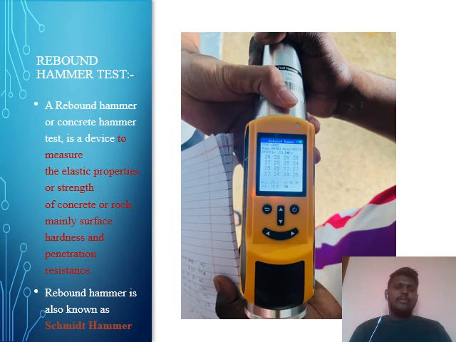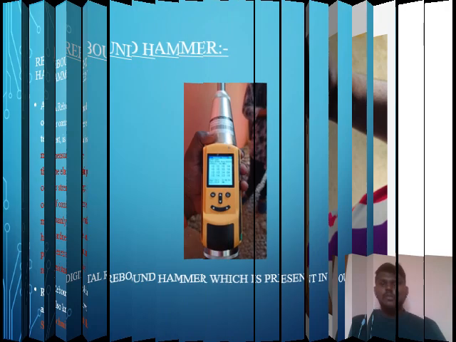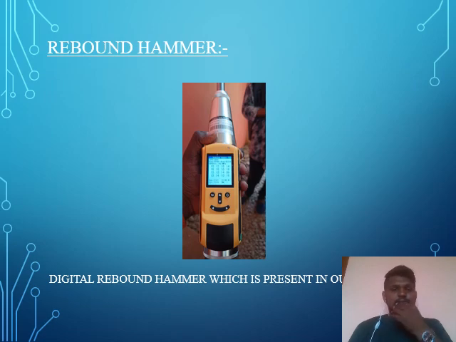The rebound hammer test is also a type of non-destructive test. A rebound hammer, or concrete hammer, is a device to measure the elastic properties or strength of concrete or rock, mainly surface hardness and penetration resistance. The rebound hammer is also known as the Schmidt hammer. This is a digital rebound hammer, which is present in our college.